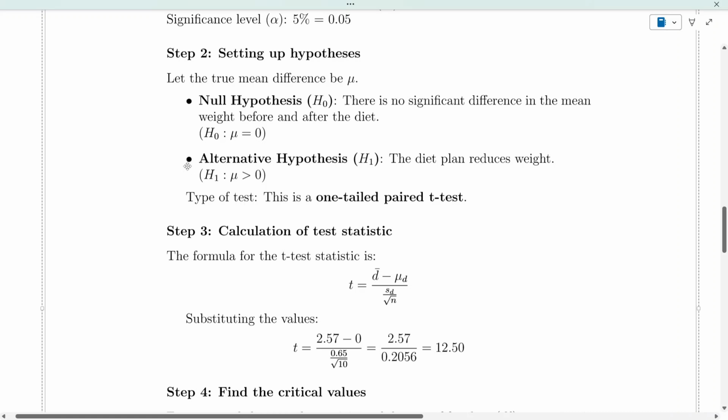The alternative hypothesis, or H1, states that the diet plan reduces weight. In other words, the true average difference is greater than 0. This is denoted by H1, mu greater than 0. Now this is a one-tail test. More precisely, we can say this is a right-tail test.